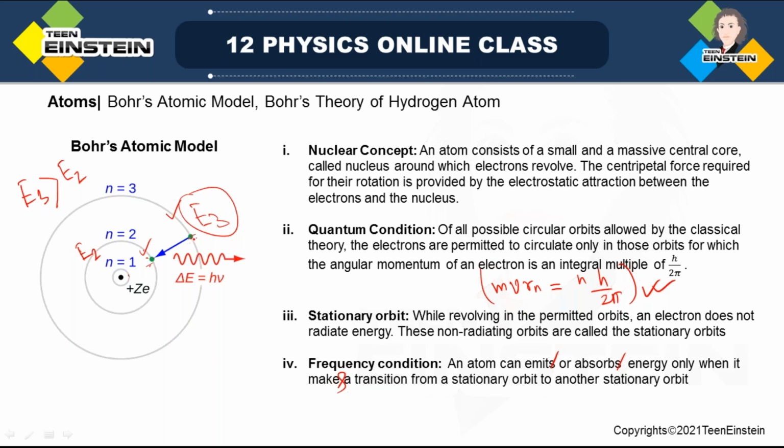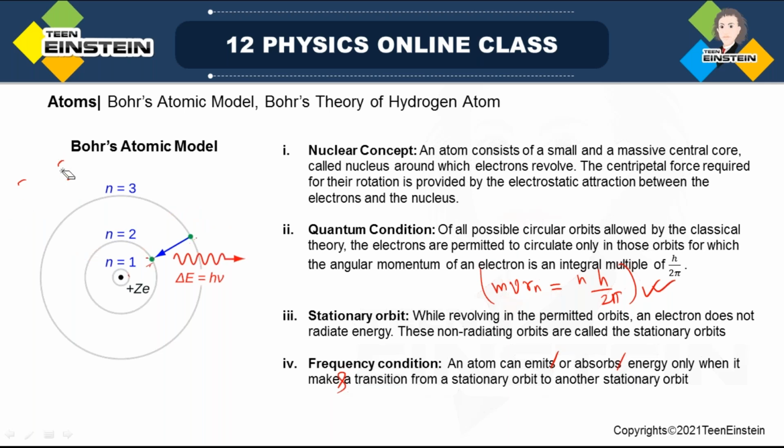The electron was having E3 energy over here, suppose 5 electron volt, and here it is 2 electron volt. I'm just supposing. So there is a difference between the energies, and that difference in energy will be emitted by the electron as radiation. I hope it is clear to you. I'll explain once again.